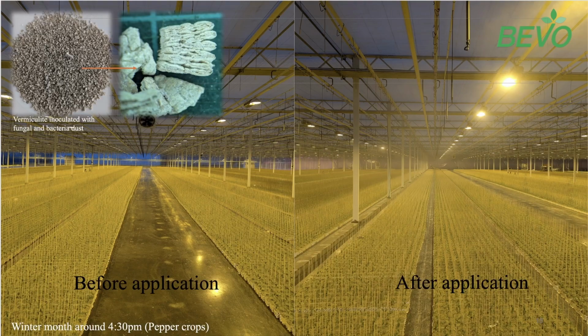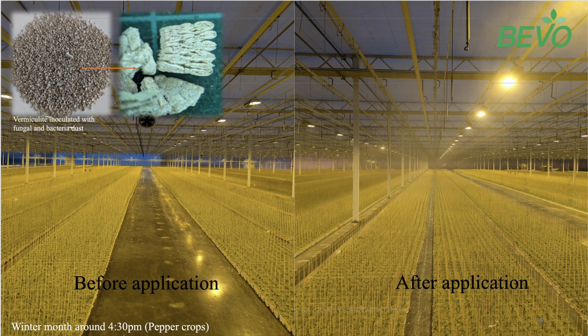In this case, this is an example that I took around 4:30 p.m. at the pepper crops. We see that the carrier that I'm using in this case is vermiculite inoculated with fungal and bacterial dust. If you look under the microscope, you can see that the surface of a vermiculite has a lot of indentation grooves.